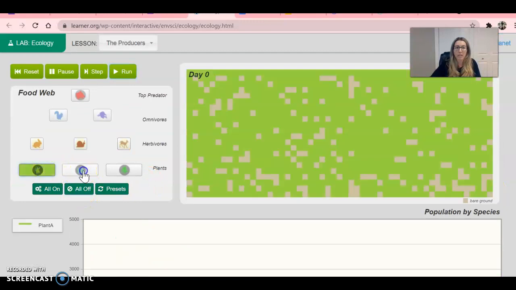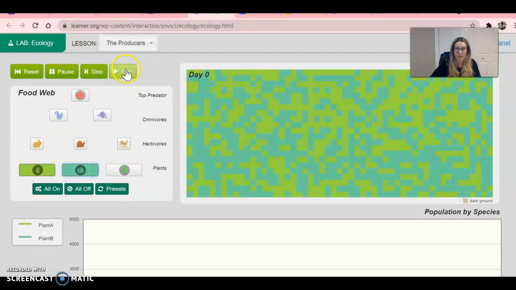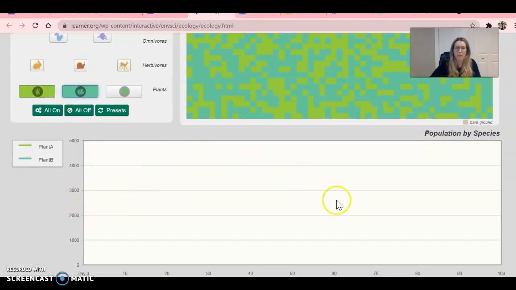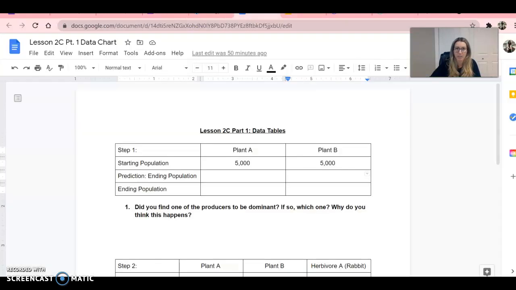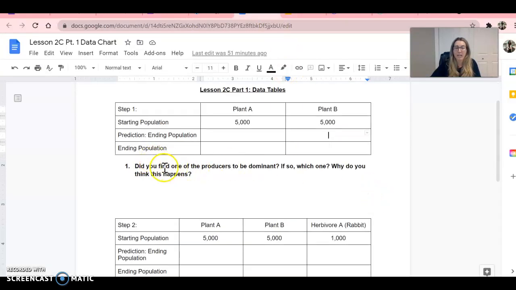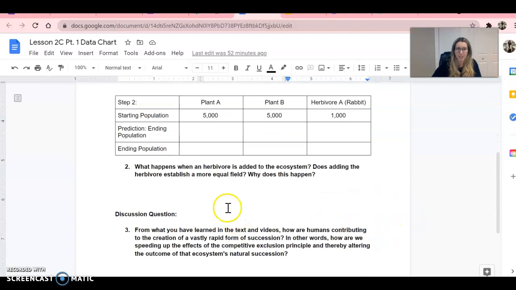You are only using plants A and B in your simulator, and you're going to run it with just those two. So you should only have 2 lines down here. After you've recorded the ending population, you're going to answer this question. Did you find one of the producers to be dominant? If so, which one was dominant, and why do you think that this happened? Think about what you heard in What About Change, the recording of the book.